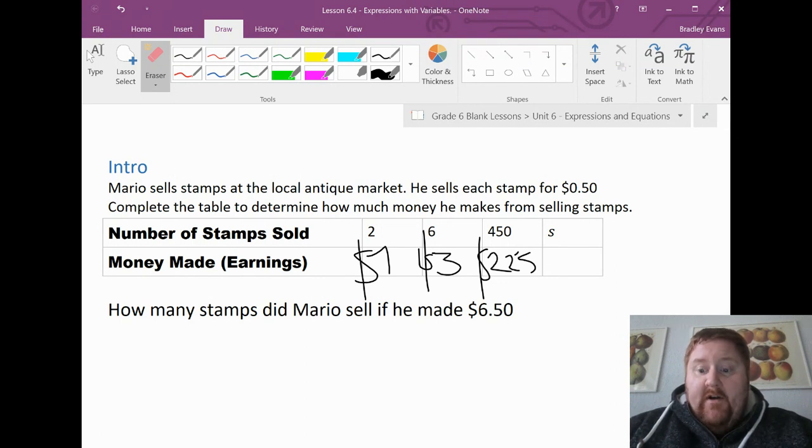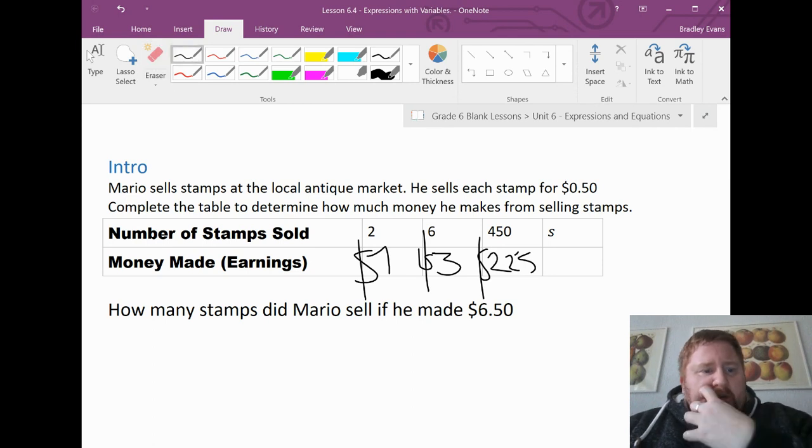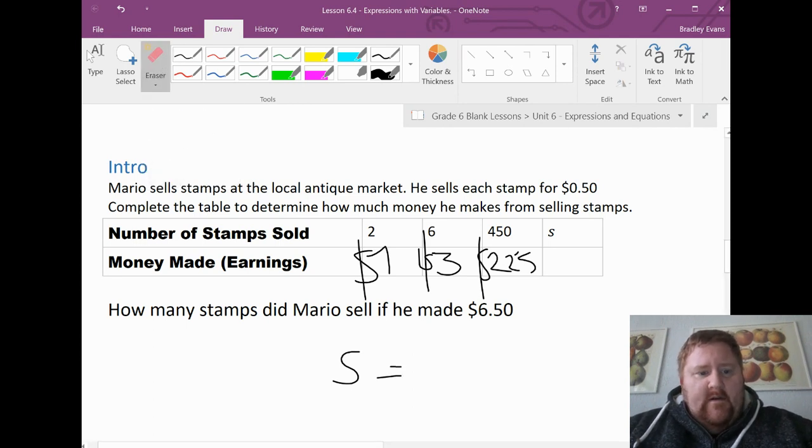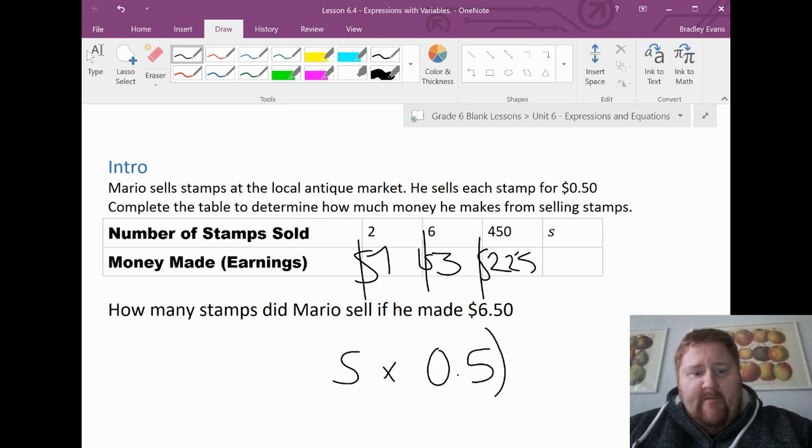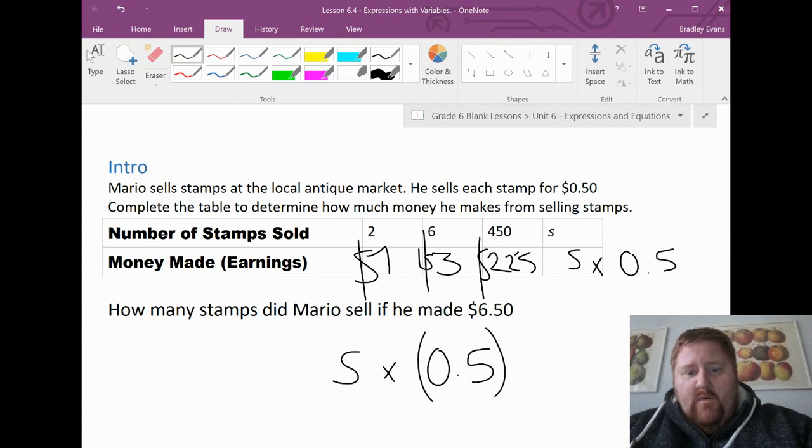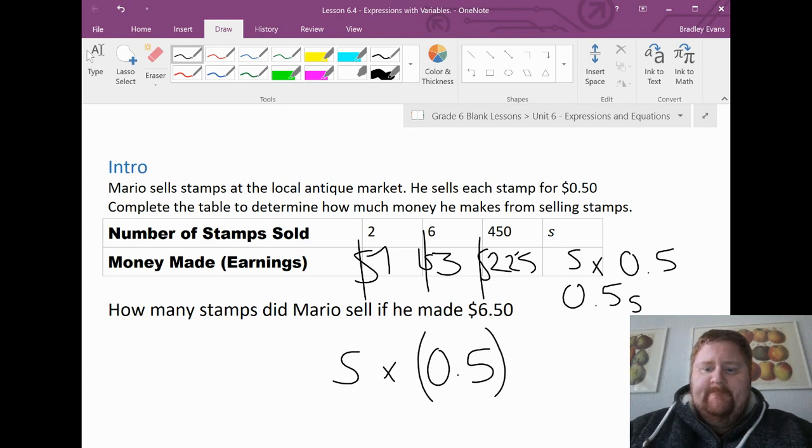So let's take a look at what expression we can use to represent how much Mario makes per stamp. Okay, so if he sells S stamps, right, the money that he makes is going to be S times 0.5. Okay, the money made is S times 0.5, or we could say 0.5 S.